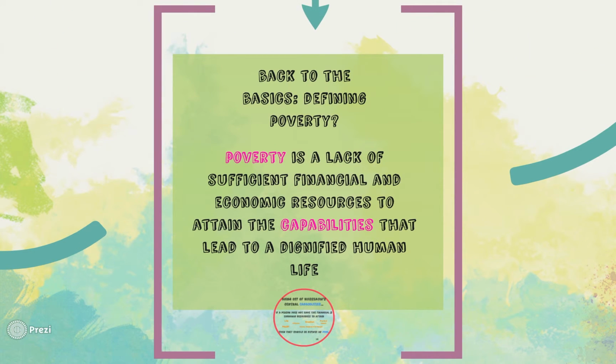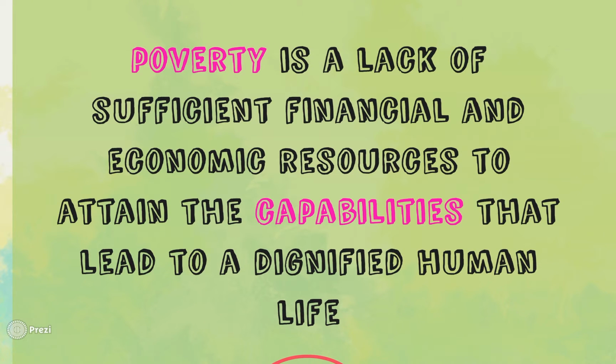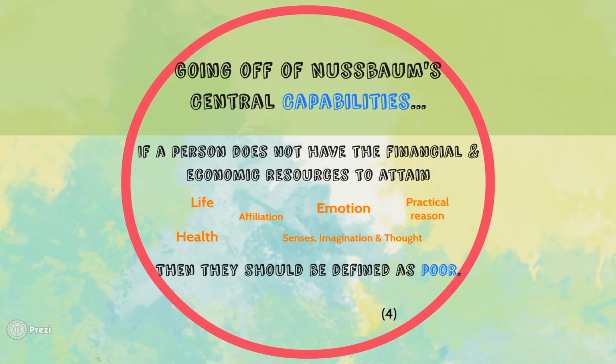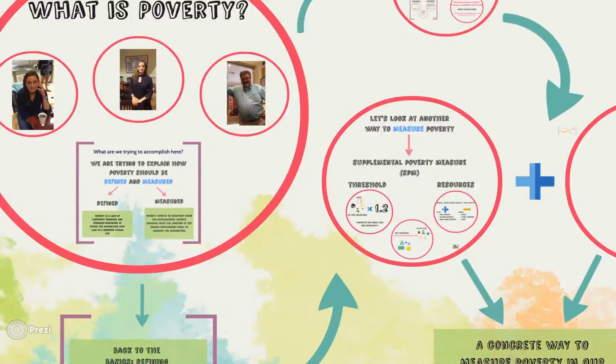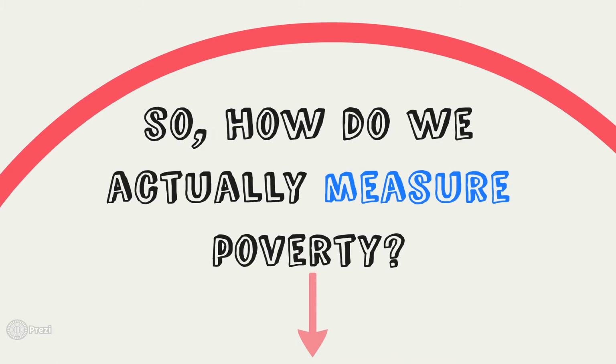Just so we all remember, poverty is defined as a lack of sufficient financial and economic resources to attain the capabilities that lead to a dignified human life. So what are some of these capabilities? A few of the key ones include the capability to live a long and healthy life, the capability to use your senses, imagination, and thought, or the capability to reason practically. If a person does not have the financial and economic resources to attain these capabilities, then they should be defined as poor. Now that we've defined poverty, how can we actually measure it?